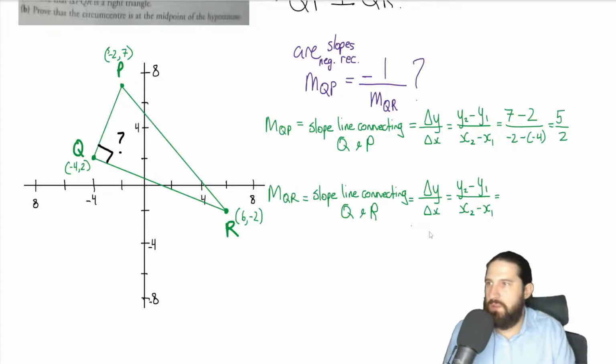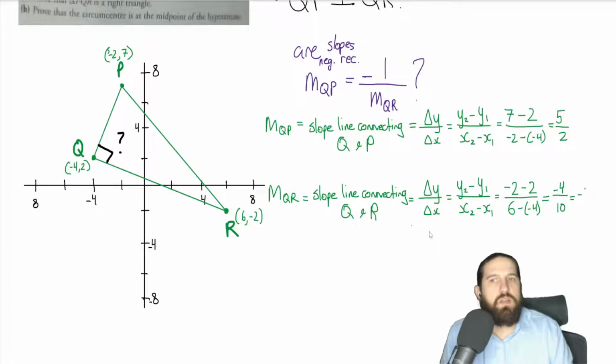Okay, let's see between Q and R. So I'm going to use, actually, let's use R as my 2. So that's -2 minus 2. So that's -4. And our x's, that's going to be 6 minus -4. So that's going to be -4 over 10, which is -2 over 5.